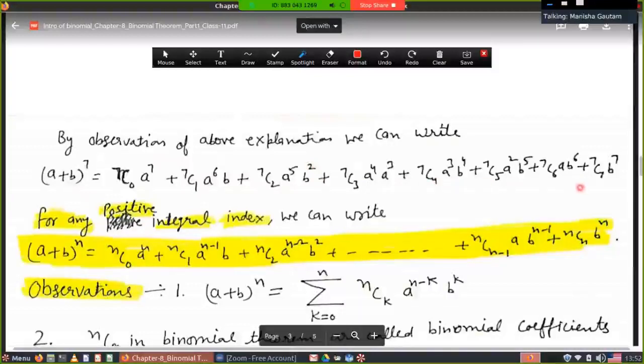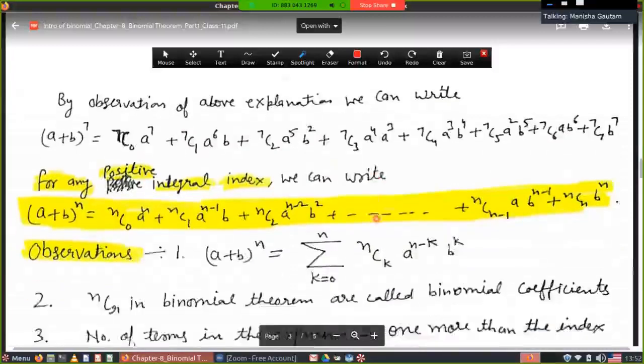How many terms will you write down? 7 plus 1, a total of 8 terms. 1, 2, 3, 4, 5, 6, 7, and 8. The total number of terms will be 7 plus 1. For any positive integral index, we can write this.